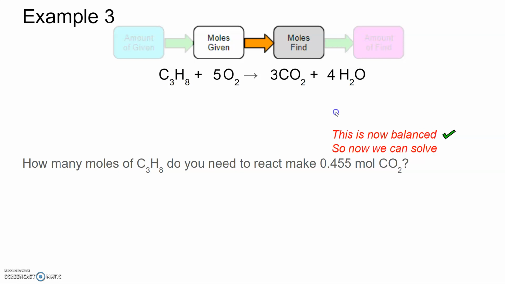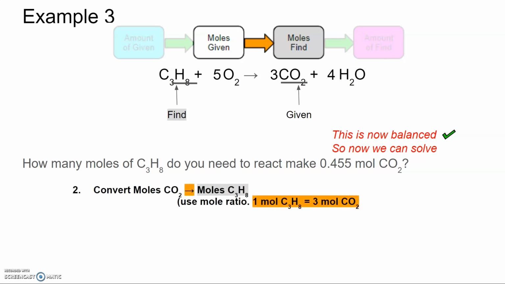All right, now we can go to our chemical equation and look for the given. We're given 0.455 moles of CO2. So there goes my CO2 in the reaction. And I'm trying to find C3H8. So there goes the C3H8 in the reaction. So I look in the balanced chemical equation so I can get my mole ratios. Now I can proceed to converting between moles of CO2 and moles of C3H8. My mole ratio here is 1 mole of C3H8 to 3 moles of CO2. Again, those come from the coefficients. This information I will use in my conversion factor fraction when I'm solving.